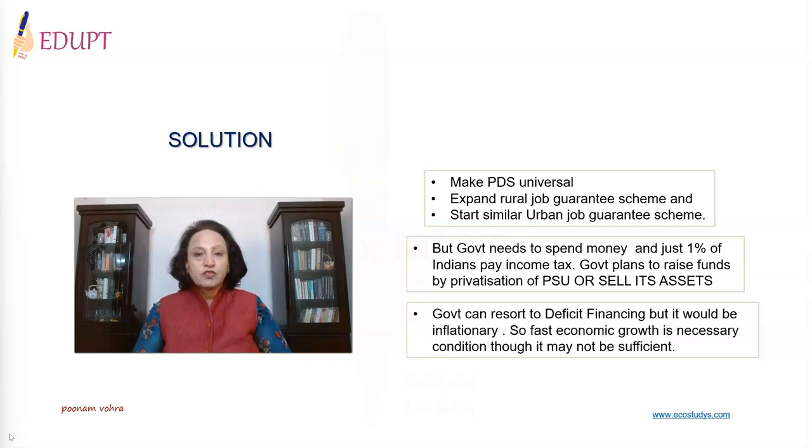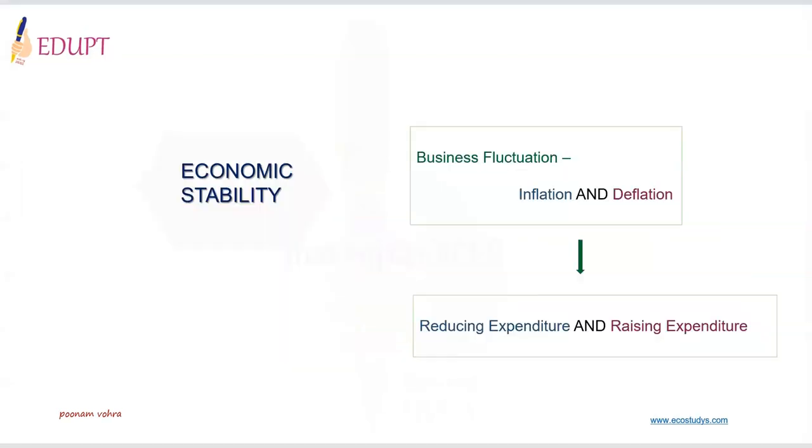Government can also resort to deficit financing, that is by printing more money, but it would be inflationary in nature. So, fast economic growth is a necessary condition but may not be sufficient to reduce poverty and inequality in India. So the best option is to extend the rural job guarantee scheme to non-farm areas as well as to urban areas.